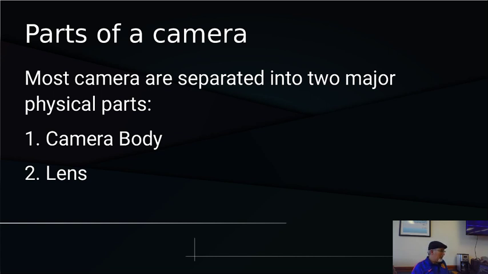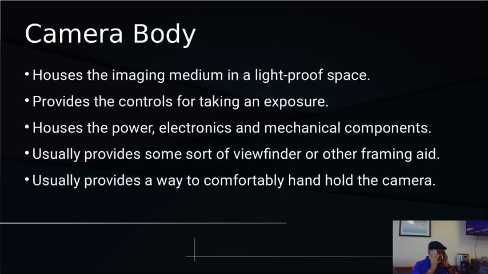Okay, you have the camera body and the lens. Pretty straightforward. The camera body houses the imaging medium. The imaging medium could be a sensor, it could be film, it could be a plate of glass with chemicals on it, depending on how crazy you want to do it. It provides the controls for taking an exposure. It houses the power, electronics, and all the mechanical components of the camera.